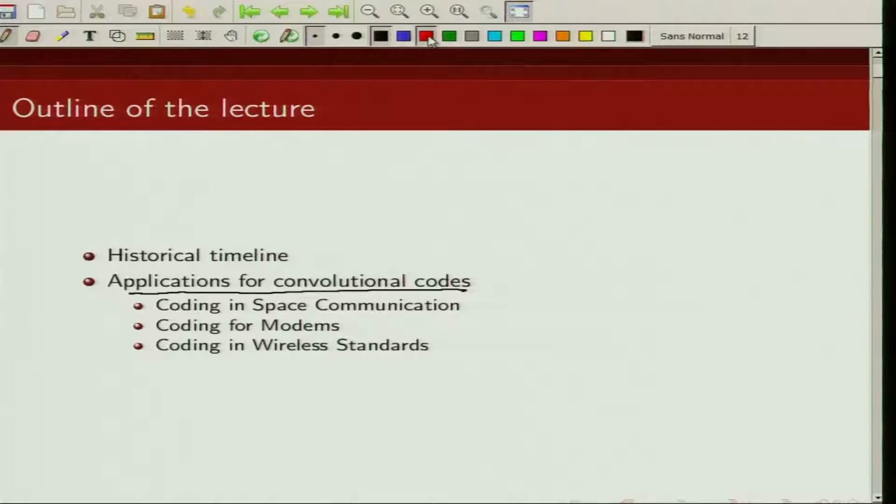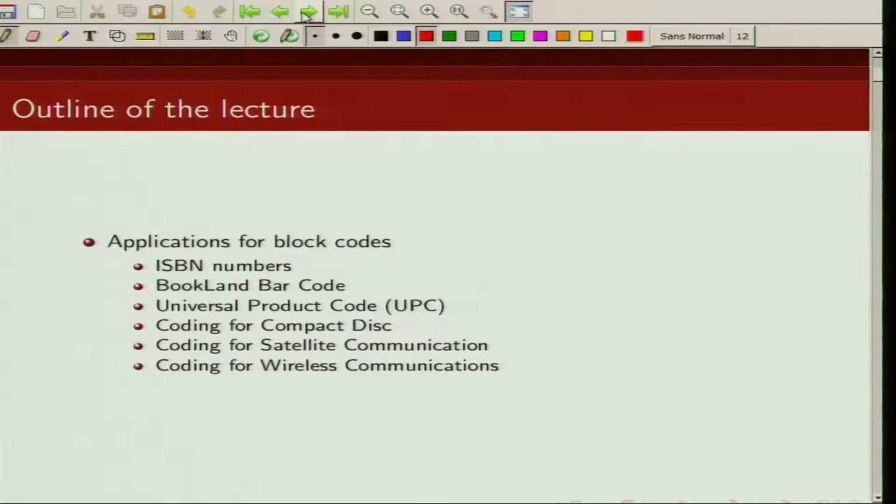In particular, we'll talk about applications of convolutional codes in space communication, applications of convolutional codes in wireline modems, and applications of convolutional codes and turbo codes in wireless communication standards. Next, we are going to talk about some applications of linear block codes.